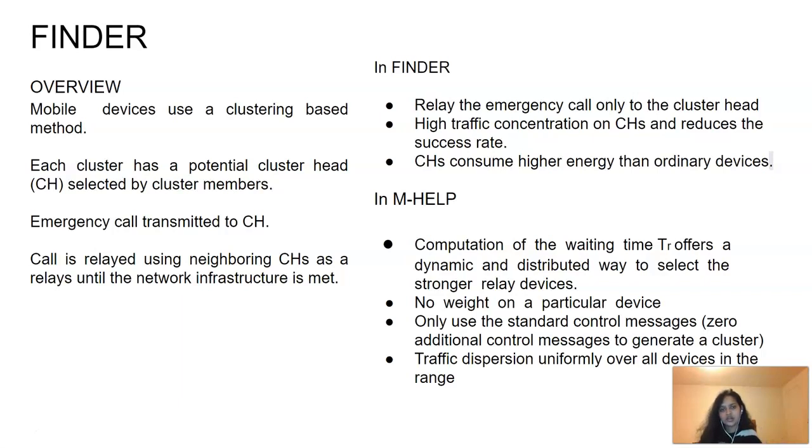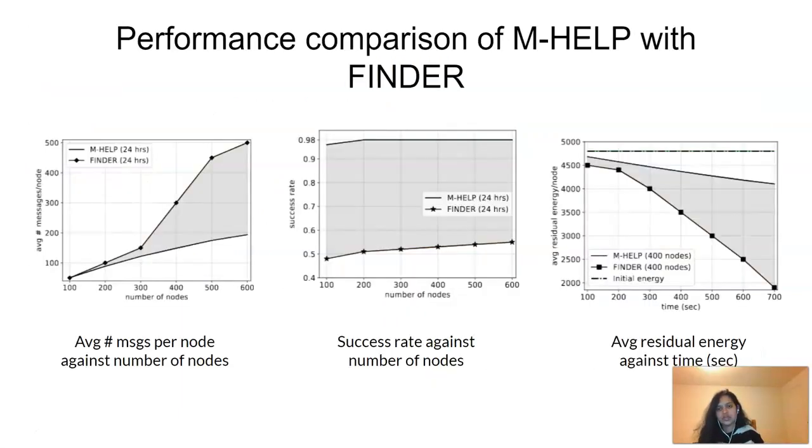However, in mHelp, the traffic is dispersed uniformly around the emergency device, and only the stronger devices are relaying the call, while the weaker devices wait for a considerable time, allowing only the stronger devices to relay the call. So there's no particular weight on a certain device to relay the call. Any device can relay, however, only the stronger devices are made to relay the call further, and the traffic is dispersed uniformly. Next, I'm going to assess the performance comparison with Finder.